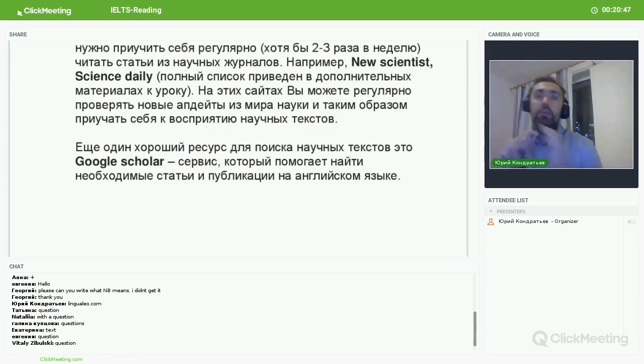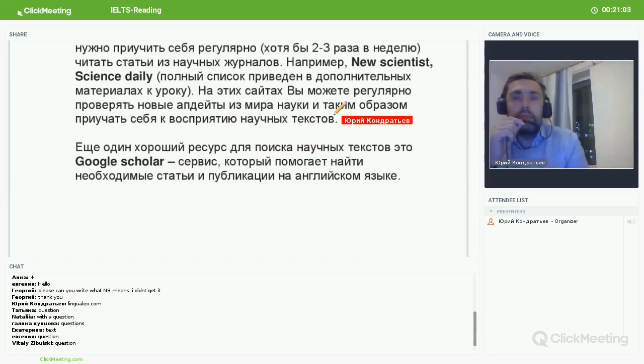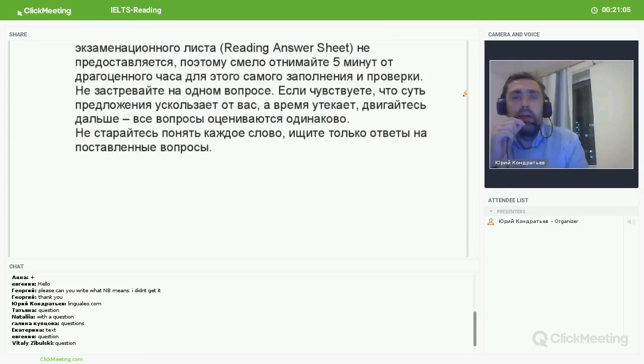This service can help you find the articles and publications in English on a particular topic. So, for example, if you're knowledgeable about technology, then you can read a few articles on technology. If you're knowledgeable about environment, you can read about environment. Medicine, you can read about medicine. Right.